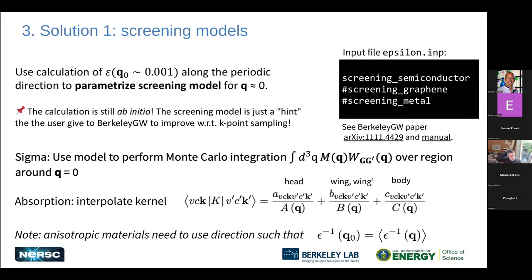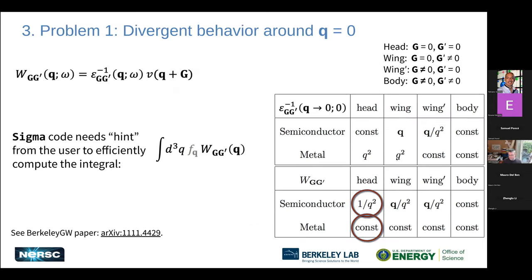And so the solution that the BerkeleyGW code has put in is essentially asking the user to provide a hint about what screening model to use. In the input file, you can specify screening semiconductor, screening metal, or screening graphene, which I'll talk about in a minute. But it's essentially if the divergence goes like 1/Q instead of 1/Q².